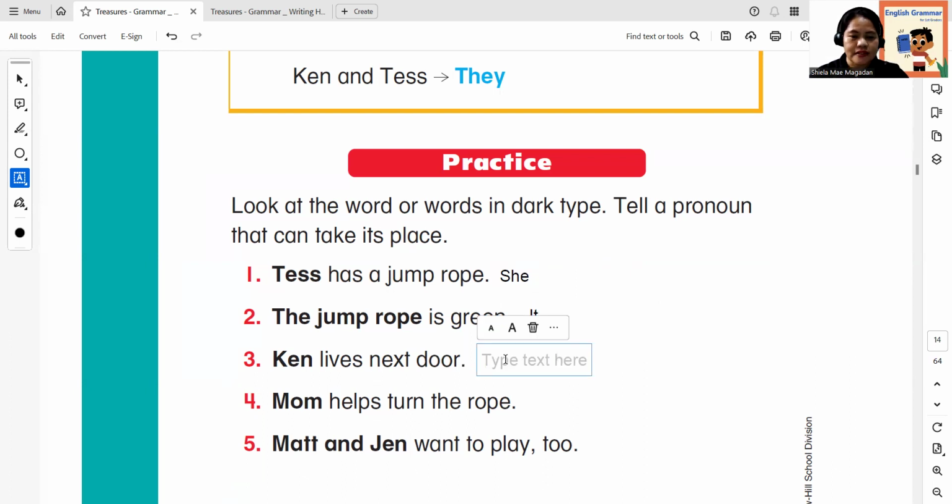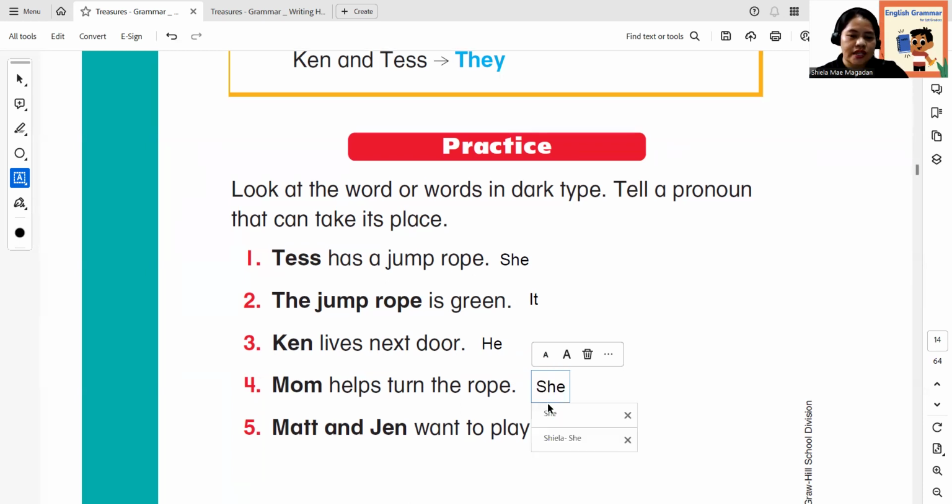Ken lives next door, just like the name of David, the name of a boy or a man. Ken, is it he, she, or it? It's he. How about your mom, your mother? Mom helps turn the rope. So, it is she. Very good.